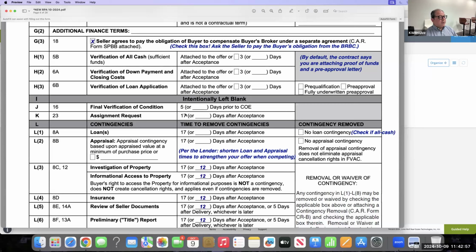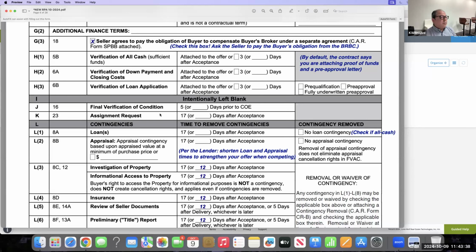Assignment request, 17 days after acceptance. You have to be very careful as a listing agent about flippers. Flippers that want to assign your contract. I don't really mind a buyer putting a property in their own trust or their own LLC. I have no problem with that. But what about a buyer who thinks they're getting a great deal? They write an offer, they get an accepted offer with no intention of buying the property. They're taking the accepted offer now and they're shopping it to other buyers because they think they can make a quick 50 grand or 100 grand.